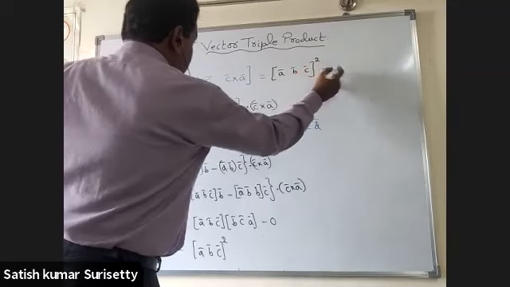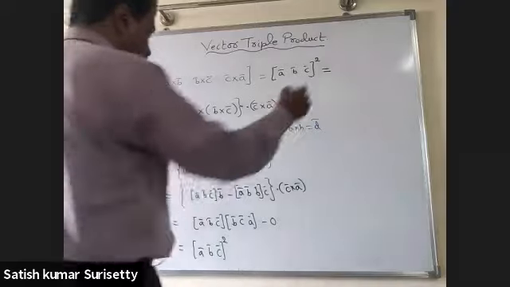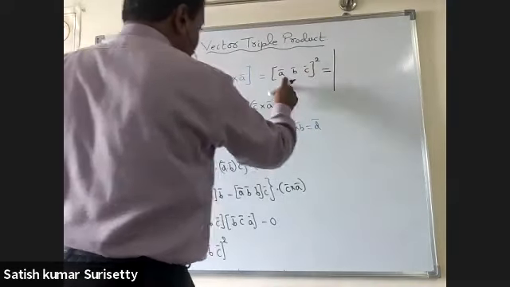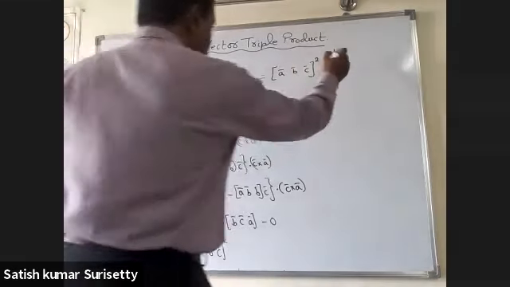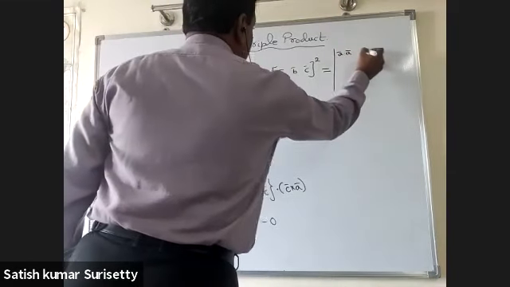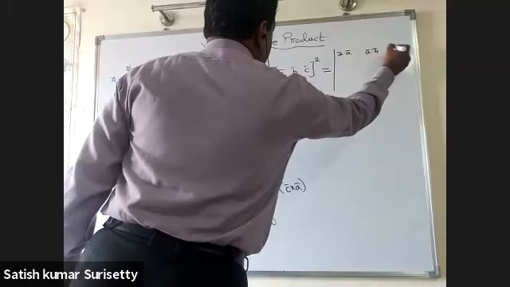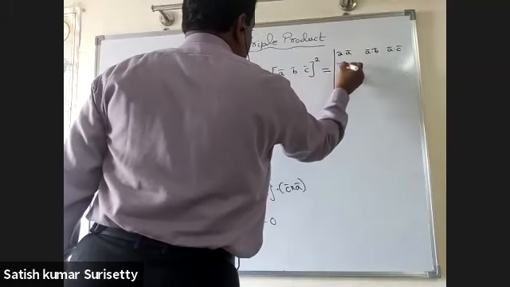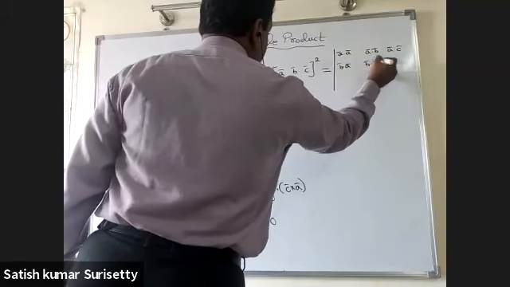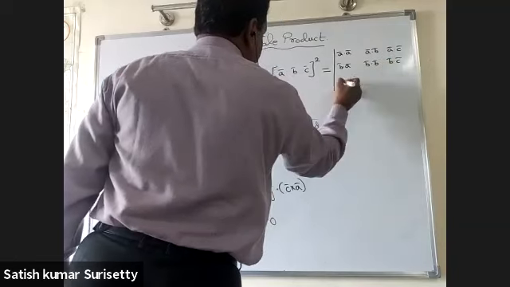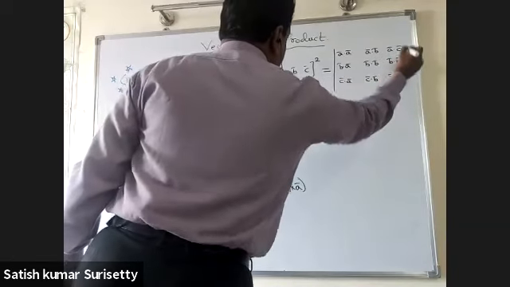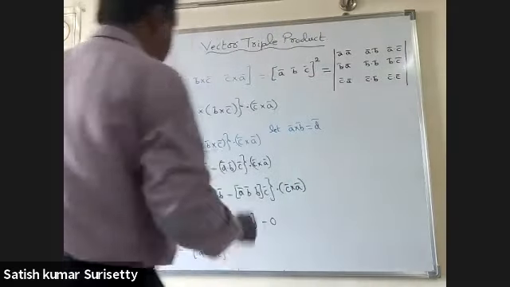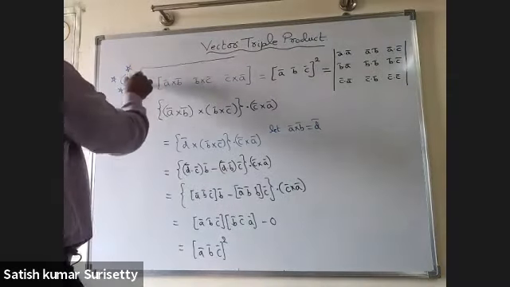And there is one more formula which we have done before. Scalar triple product of A bar, B bar, C bar whole square as a 3 by 3 determinant: A bar dot A bar, A bar dot B bar, A bar dot C bar, B bar dot A bar, B bar dot B bar, B bar dot C bar, C bar dot A bar, C bar dot B bar, C bar dot C bar. So try to remember this entire formula.